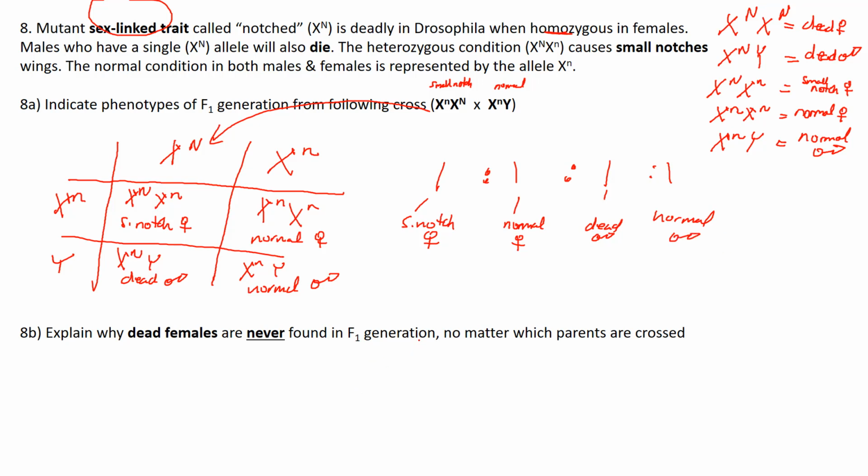Now, this particular question is saying, explain why dead females are never found in the F1 generation, no matter what the parents are. So think about this. If she's a dead female, she has to be an X with an N, X with an N. Well, where did those come from? So let's take a look at where that came from for the female. Well, she could have been this, right? She could have been heterozygous.